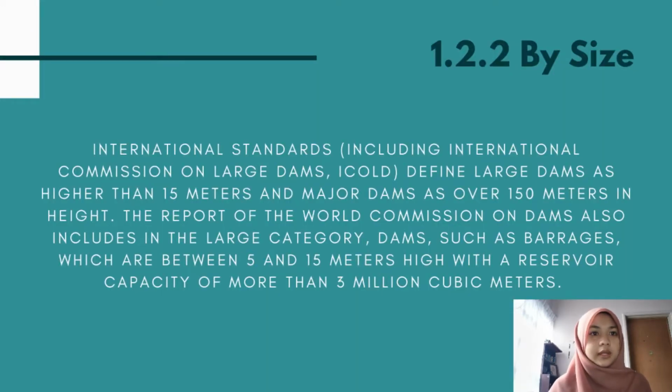And now we will look at by size. So international standards, including the International Commission on Large Dams (ICOLD), define large dams as higher than 15 meters and major dams as over 150 meters in height. The report of the World Commission on Dams also includes in the large category dams such as barrages, which are between 5 and 15 meters high with a reservoir capacity of more than 3 million cubic meters.